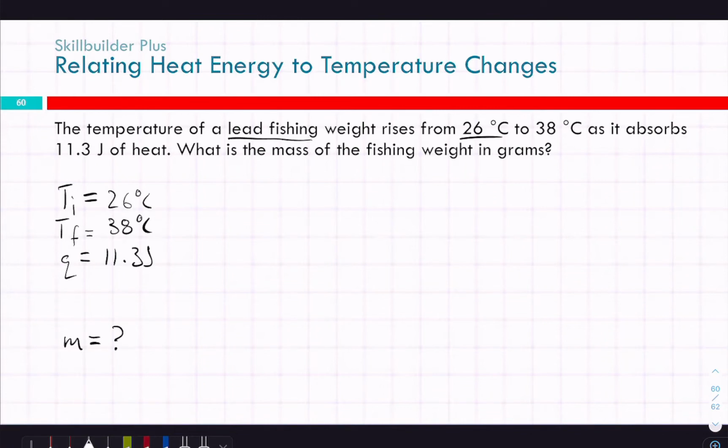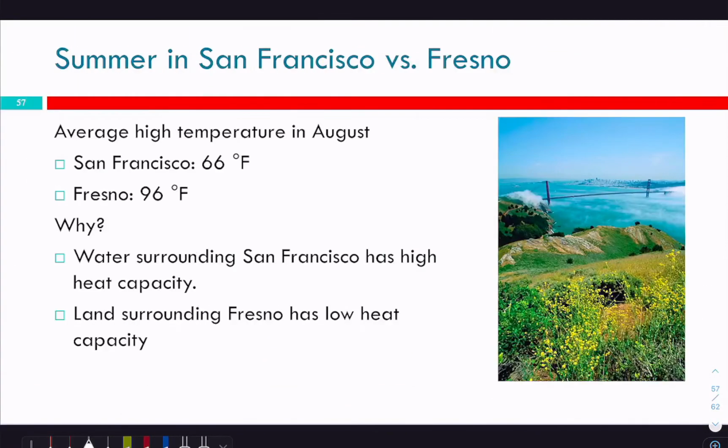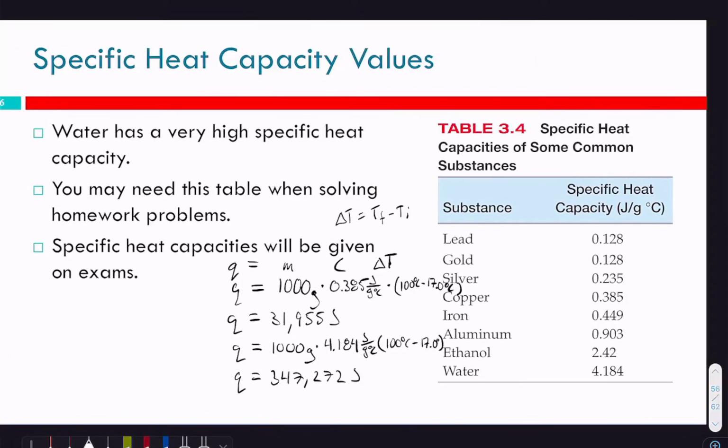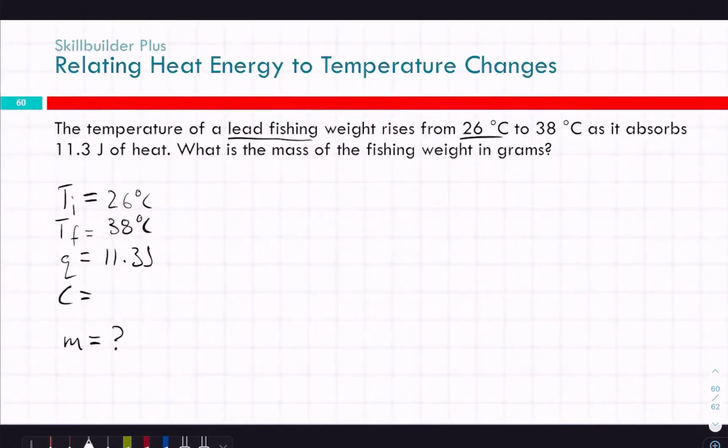And we're also going to need the heat capacity, which is C, of lead, which I do not have memorized, 0.128. And I'll give you the heat capacities that you need on exams. All right, so what's our equation? Q equals M delta T. Q equals MC. Oh yeah, MC delta T. Yeah, MCAT.